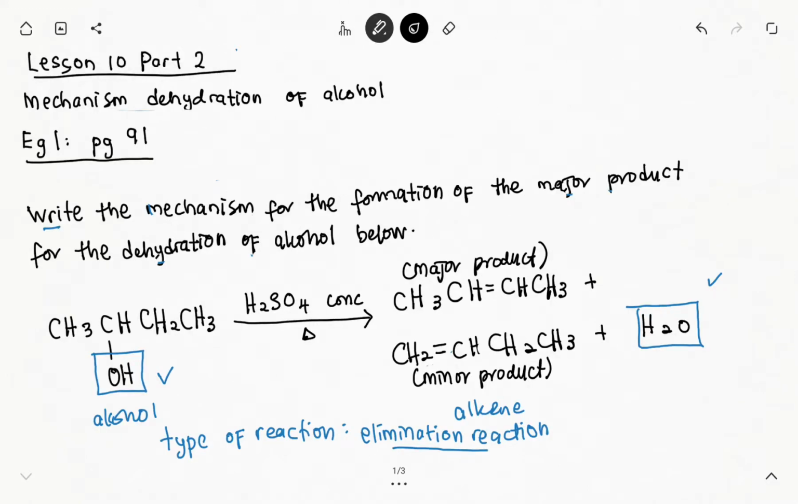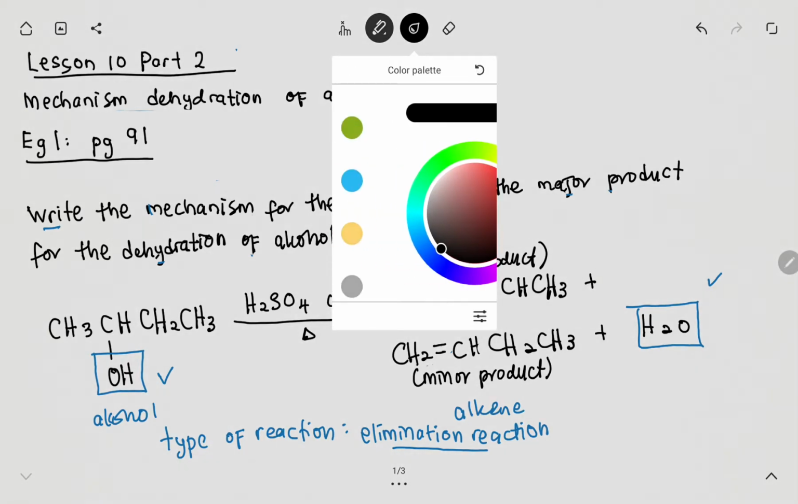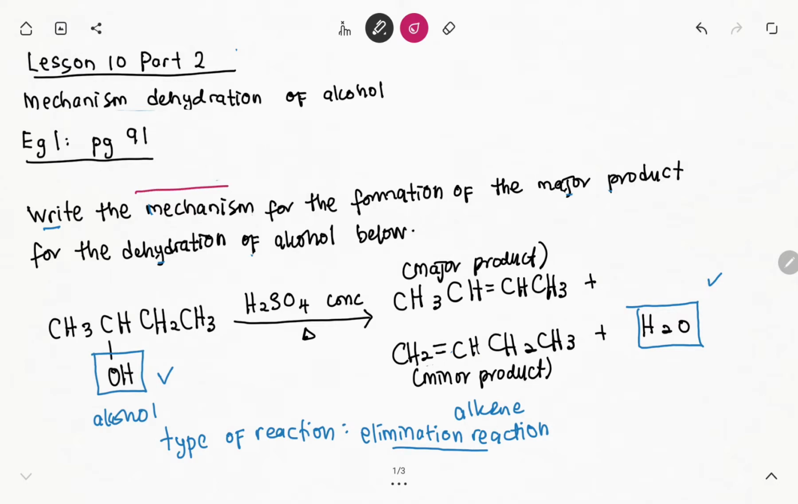In part 2, this is the mechanism of dehydration of alcohol. We can refer to page 91. According to example 1, we need to write the mechanism of dehydration of the alcohol according to the formation of the major product. So what is our major product according to the equation?